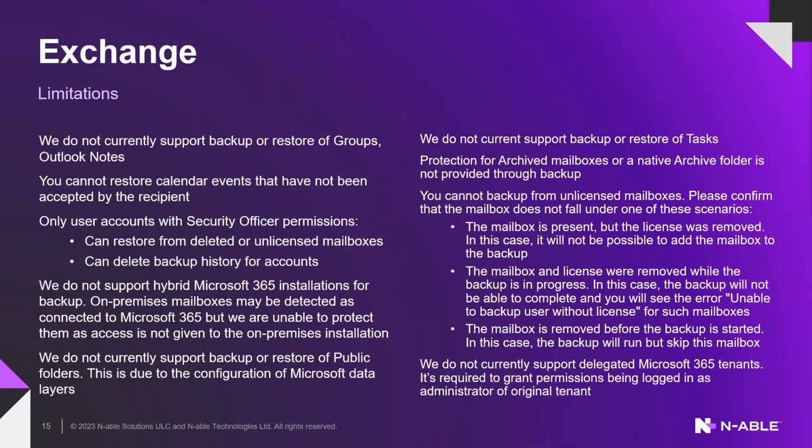We don't support hybrid Microsoft 365 installations. That's where you've got on-premise mailboxes as well as cloud-based hosted mailboxes. We might see those mailboxes, but when we go to try to back those up, we're going to get an error saying it's not API enabled. And the only real way to get around that is going to be to deselect those local on-premise mailboxes from the M365 backup. You can select those individually in the UI, and it should be able to proceed fine with the remaining cloud-based items.